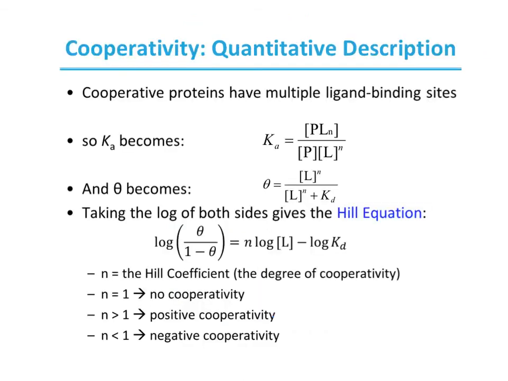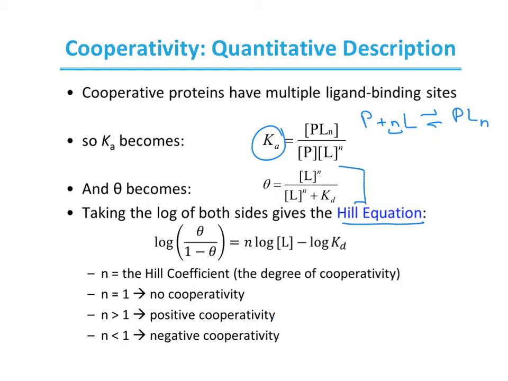We can quantitatively describe cooperative proteins using something called the Hill equation. So if we think about a protein with multiple ligand binding sites, we would describe that with this equation. P plus NL, where N is the number of ligands that can bind to the protein, gives you PL sub N. And then we take the concentration of the products over the reactants to get to this Ka expression. Now when we then rewrite that in terms of theta, we get to this description.